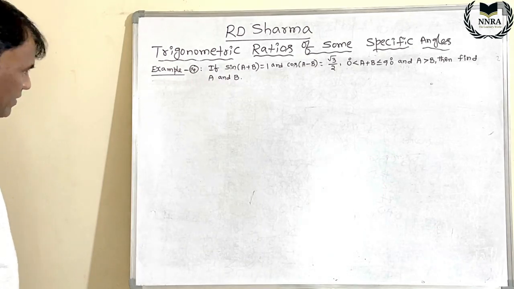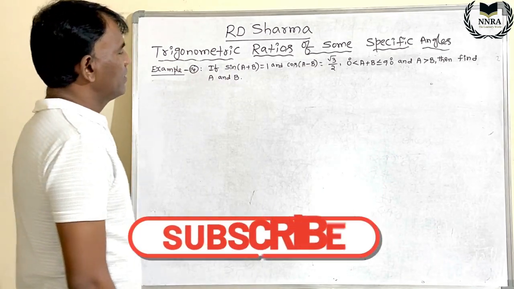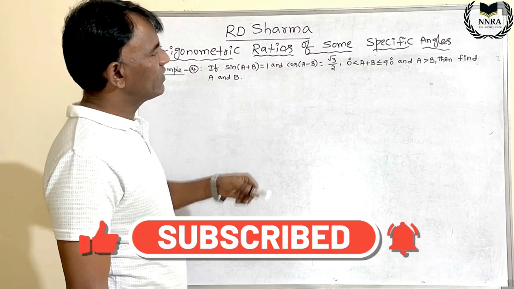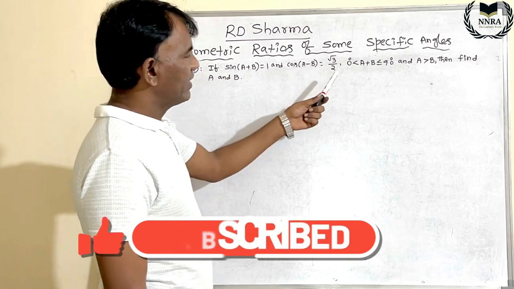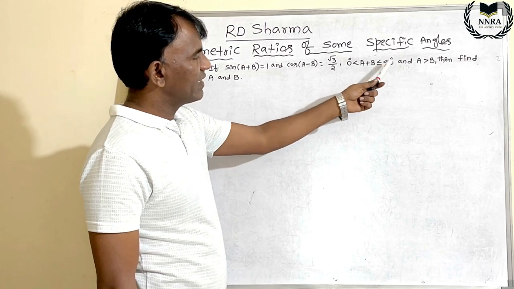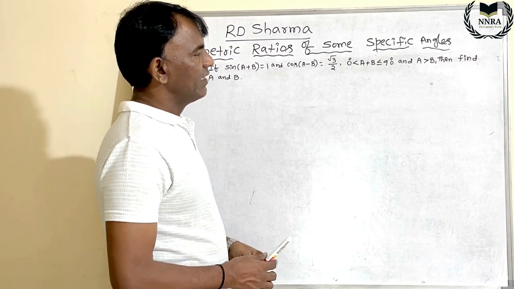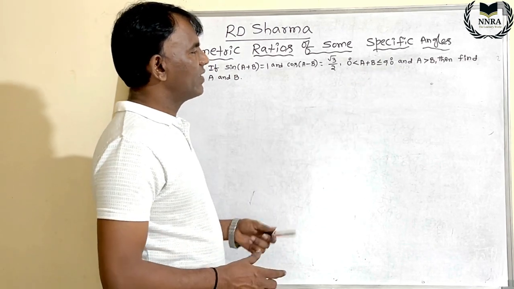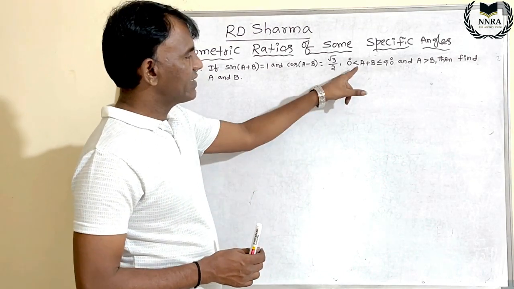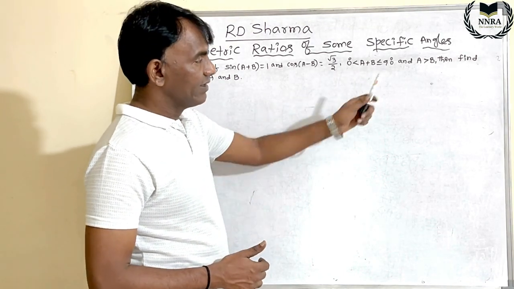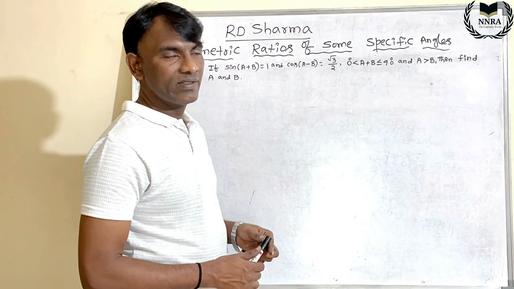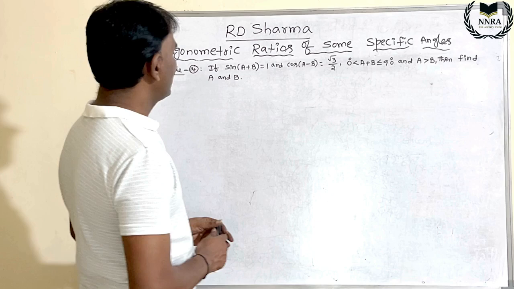Okay, now this is example number 14. If sine of a plus b equals 1 and cos of a minus b equals root 3 by 2, with the condition 0 degrees less than a plus b less than or equal to 90 degrees and a greater than b. So actually both are acute angles only, and in that a is greater than b. Okay, and we find a and b.